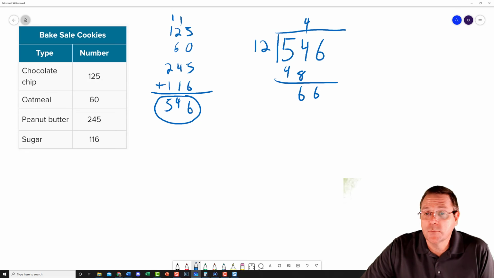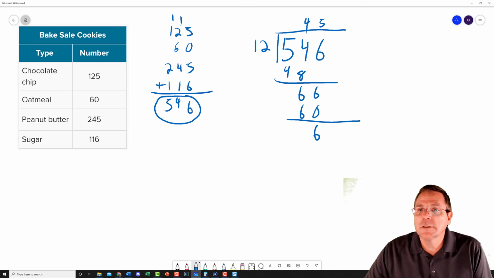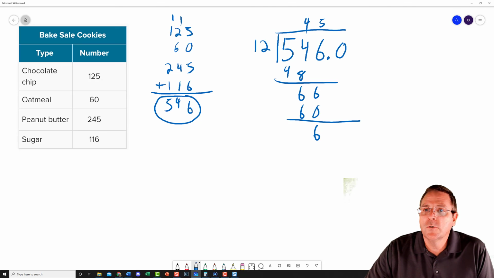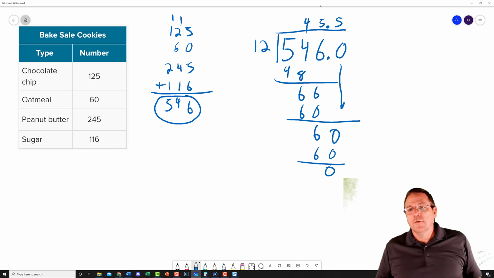I'm going to eat some cookies. 12 goes into that 5 times, which is 60. Subtract that. Whoops, wrong number. That should be a 6 there. Annex in your decimal and your 0. Your 0 goes down. Your decimal goes up. 12 goes into 60 again, 5 times, which leaves you with 0 cookies left over.